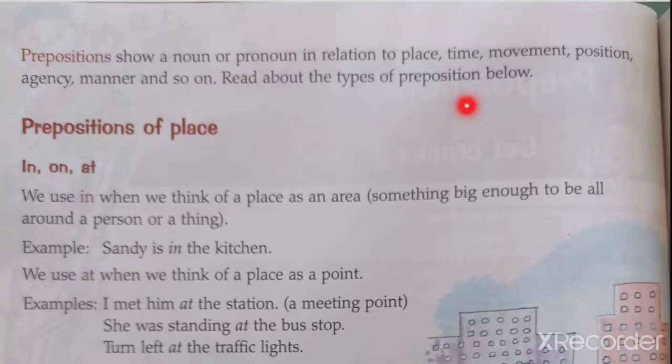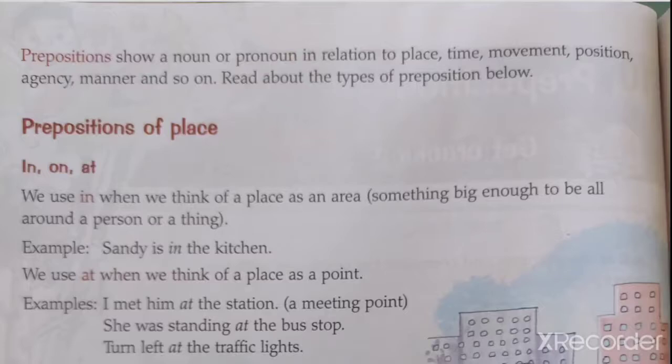So first of all, we'll start with prepositions of place. Now students, here are different prepositions. Prepositions of place, prepositions of time, prepositions of movement, etc. So students, first of all we'll learn number 1, prepositions of place. So look at page number 74 in your textbook and underline some definitions or some words which are important.